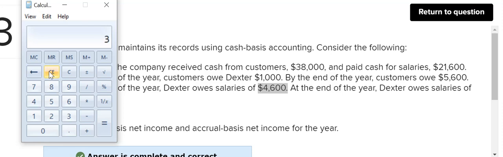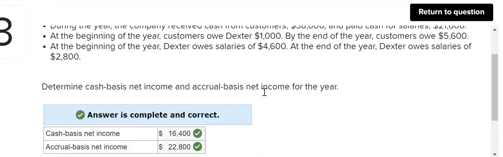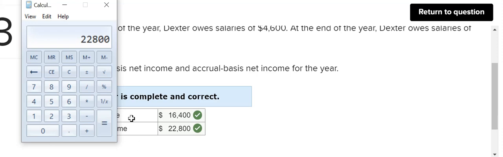Remember, our revenue previously was this much, and we're going to subtract the amount of expenses that we have paid this year. So we said that was 19,800. Your total accrual basis would be 22,800.